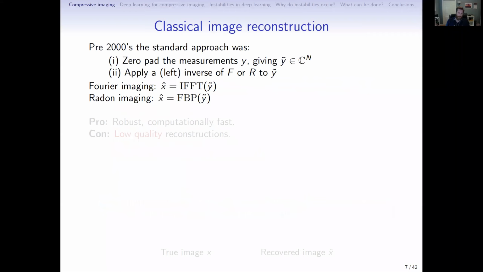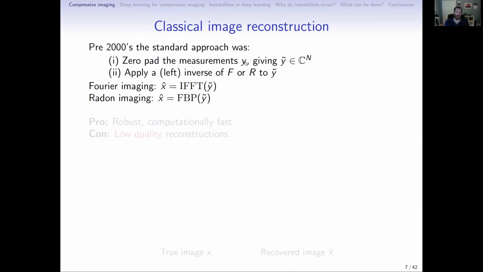Okay, so I want to say a couple of historical remarks about compressive imaging, or about image reconstruction, and let me start with the pre-2000s world. I'm going to make some simplifications here. This is an oversimplification of the history, but I'm going to do it anyway. So pre-2000s, more or less the standard approach was based on something fairly simple.